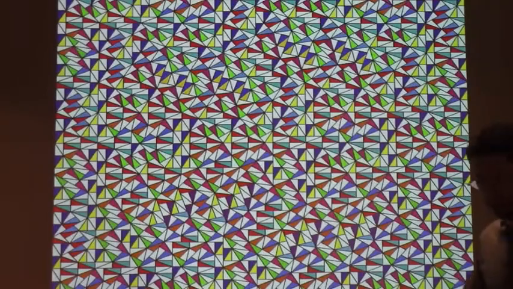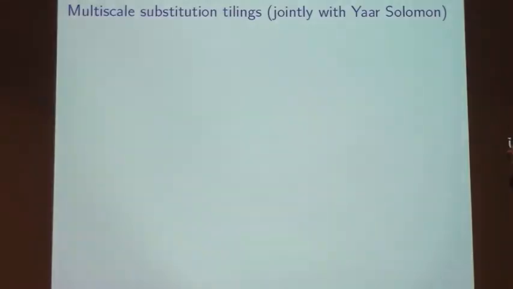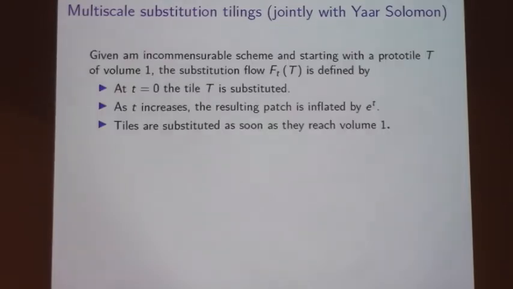Okay, so as you can see, I keep talking about tilings. So the original motivation for this whole project was actually the work that I'm still doing with Yaar Solomon from Ben-Gurion University in Beersheba. And what we actually do is we take an incommensurable scheme, and we take a prototile and we normalize it to be of volume one. And we define this substitution flow that I think of as a continuous flow. At time 0, I substitute the tile. And I start to increase everything, to inflate everything. And whenever a tile gets to volume 1, I substitute it according to the substitution rule.